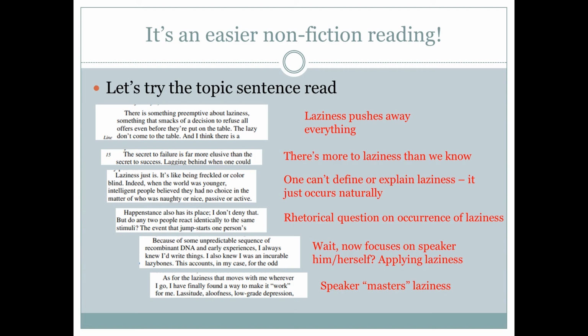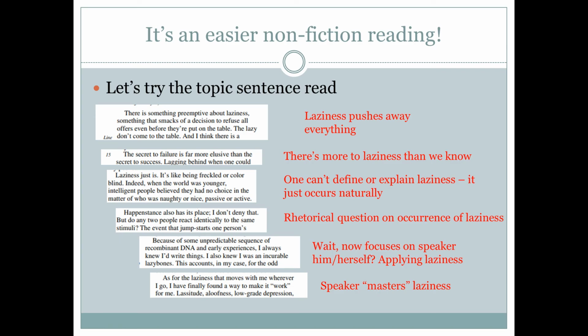Next paragraph: "Because of some unpredictable sequence of recombinant DNA and early experiences, I always knew I'd write things." Wait, hold on. It seems like the author has now shifted to themselves. This is more a personal narrative, perhaps, or at least they're using themselves as anecdotal experience here. Interesting. Last paragraph: "As for the laziness that moves with me wherever I go, I have finally found a way to make it work for me." So it sounds like the speaker has mastered laziness. It sounds like the speaker at the very end has contextualized laziness for themselves exclusively.